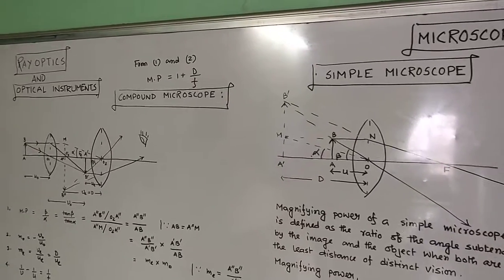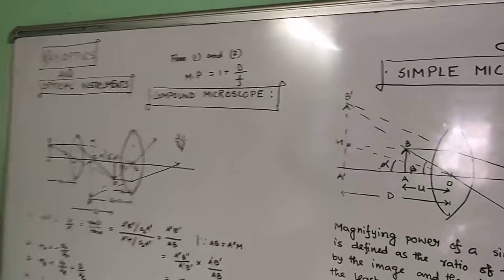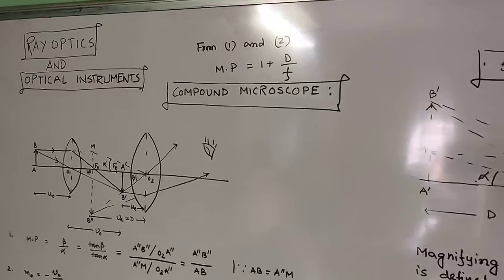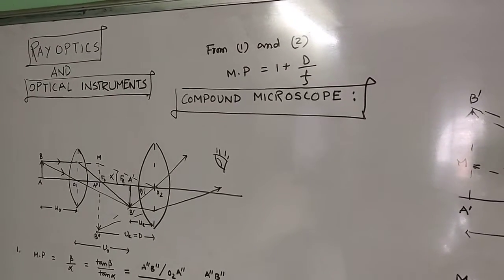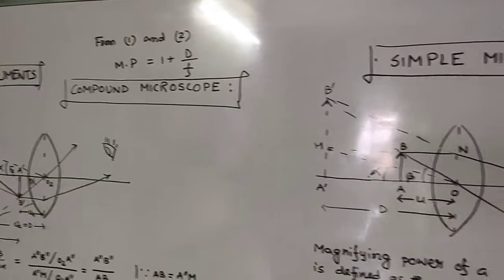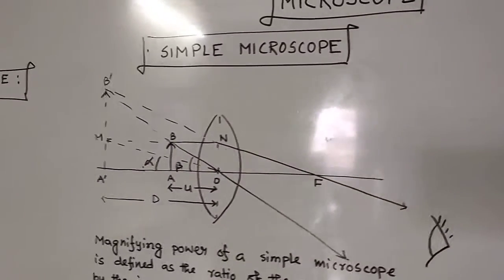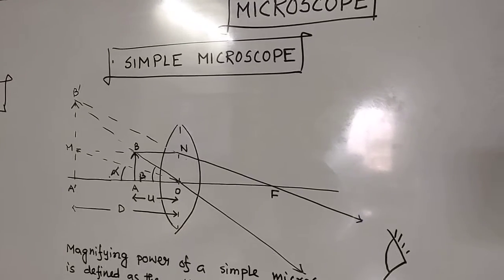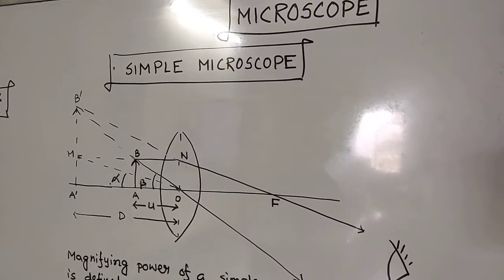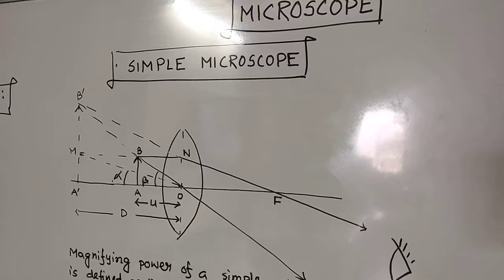You do have two optical instruments in your syllabus. One is your microscope, another one is your telescope. Now today we are going to discuss microscope. Now all of you know microscope is basically used to see an object whose dimension is very less. Basically it forms a magnified image.